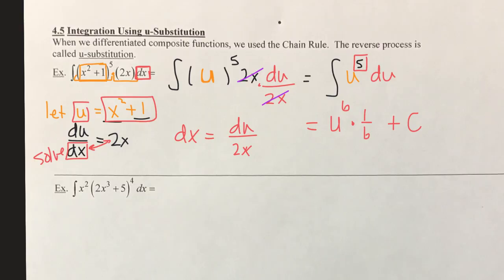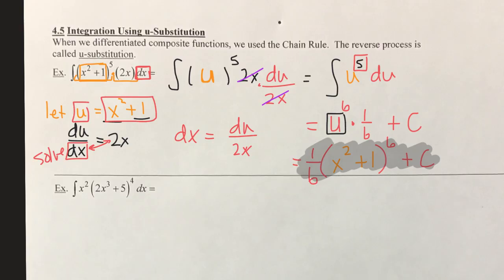Okay, so now that we've done that, we're going to go back in and replace u with what we started with. So u was x squared plus 1. I'm going to raise that to the 6th power and put the multiply by 1/6 in the front because that's traditionally where it goes. So this is the antiderivative, or the integral, of what we started with over here.